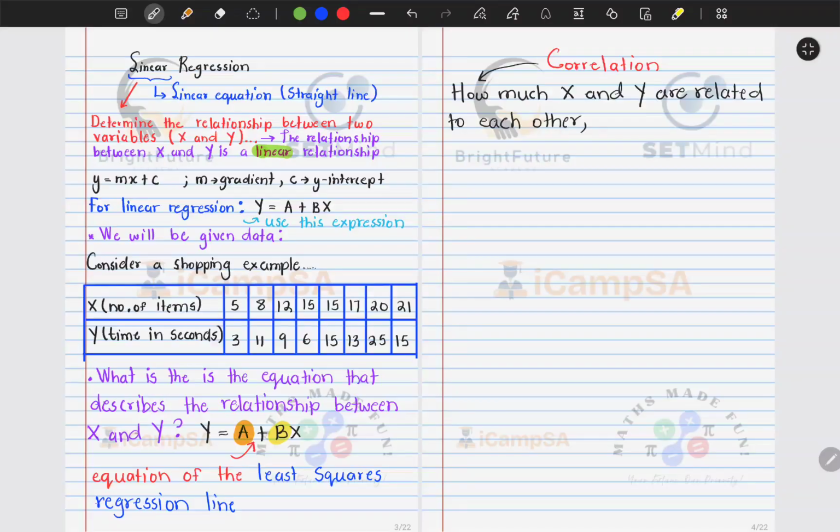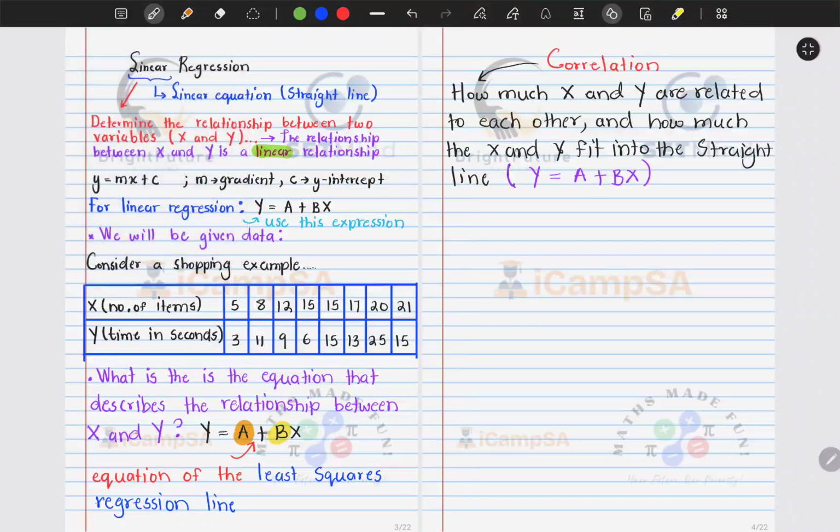Okay, and also what is important is how much this x and y fit into a straight line. So this also speaks to how much the data, which is x and y, fit into the straight line. And by straight line, we are talking about the line of least squares, or the least squares regression line. So essentially, how accurately does it fit y equals a plus bx? That's the question, right? So for correlation, we have different types.